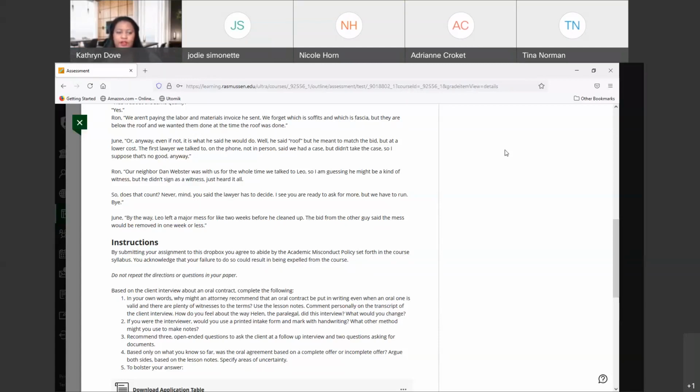Recommend 3 open-ended questions to ask the client at a follow-up interview, and 2 questions asking what kind of documents you might need from the client.